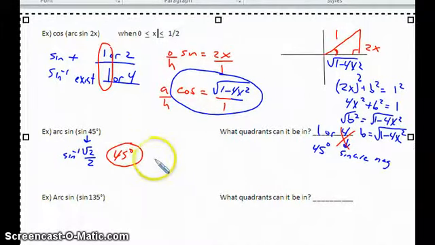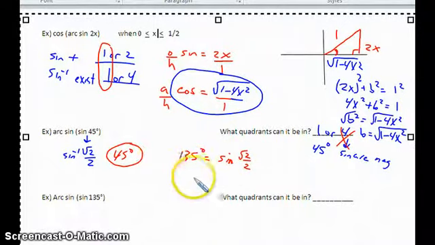The other question that comes up too is, as you're looking on your unit circle, you'll notice that 135 degrees has a sine value of square root of 2 over 2. So the question that usually comes up during this section is, well, why can't it be 135 degrees? Well, the reason for that is that that's in the second quadrant, so therefore sine inverse does not exist in the second quadrant, so it can't be 135 either.